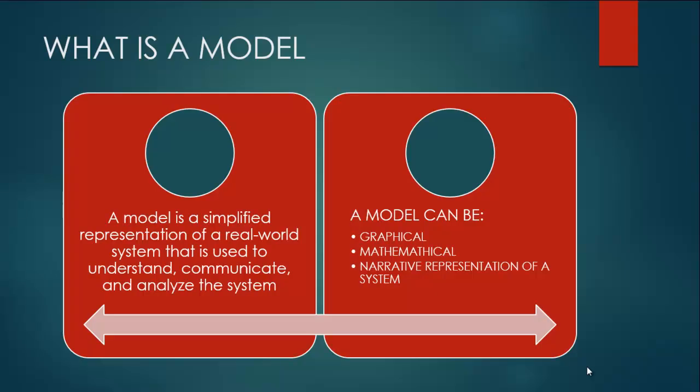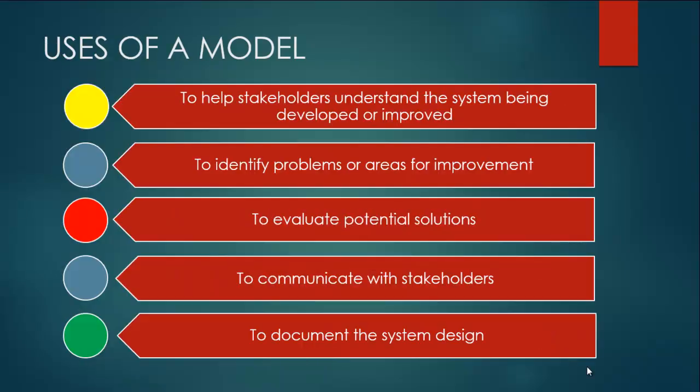Having understood what a model is, we now have to look at the uses of a model. Models are used to help stakeholders understand the system being developed, because you put it in different phases. They are also used to identify problems or areas for improvement. Models are used to evaluate potential solutions. Models can also be used to communicate with stakeholders.